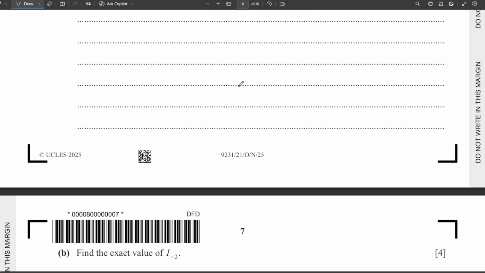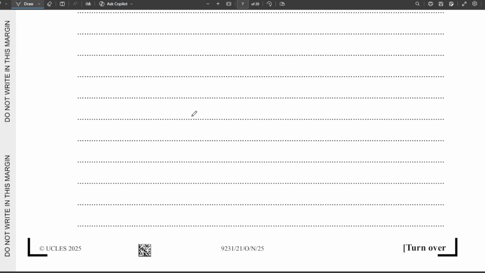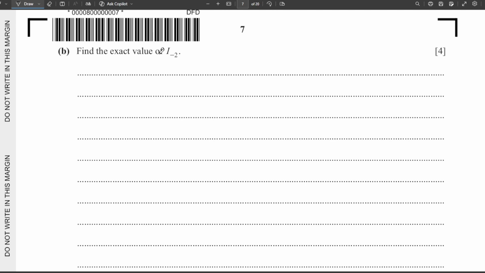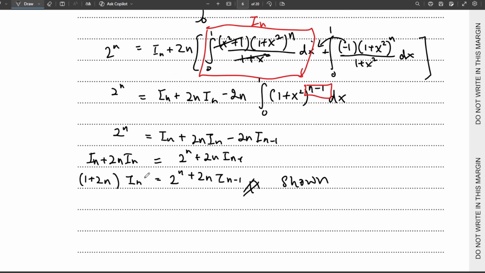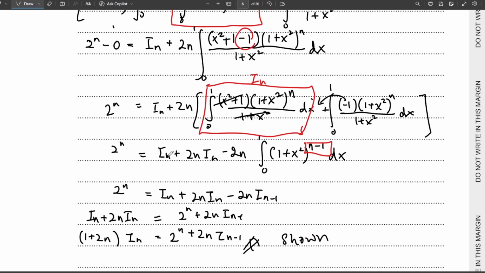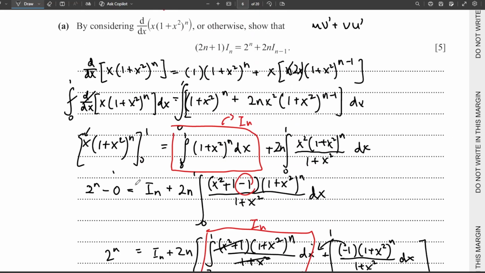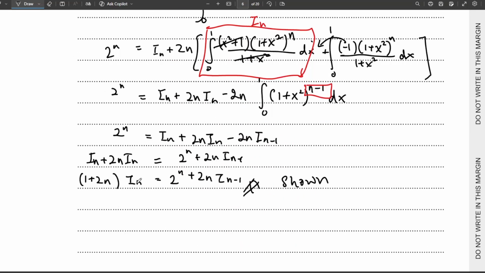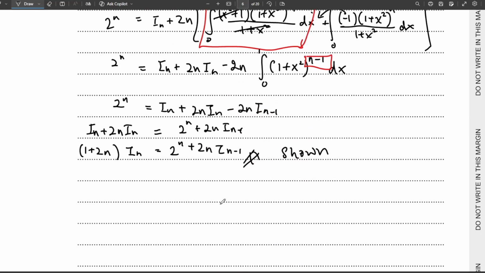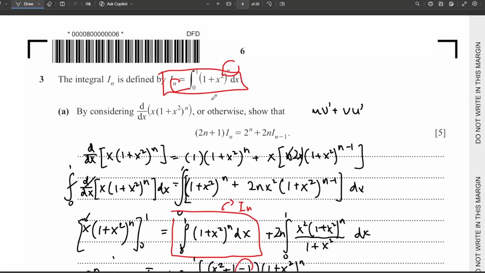Now we move on to part B. We want to find the exact value of I subscript negative 2. If we substitute this I negative 2 straight away, that means this I_(n minus 1) will be I negative 3, which is a power of negative 3 that we don't know how to solve. It will be too complicated, or at your level it's hard to solve.